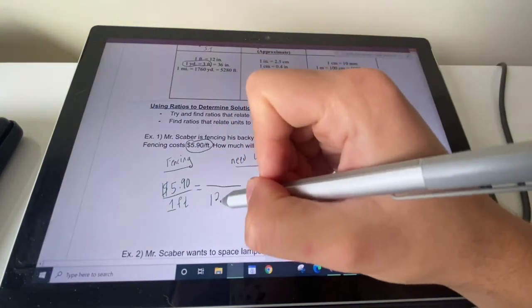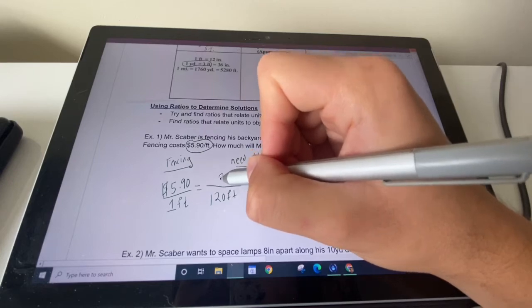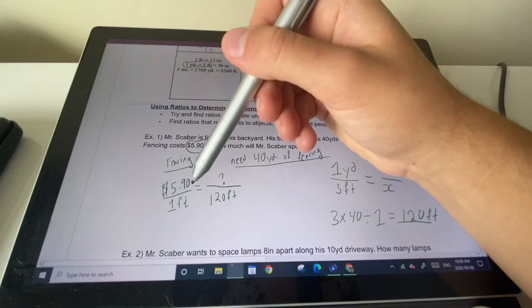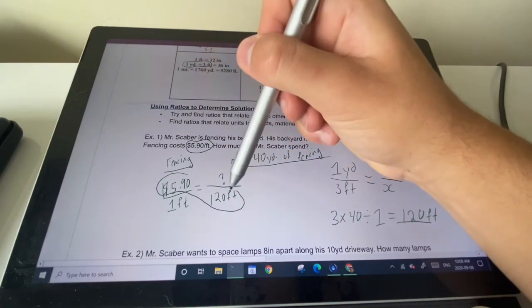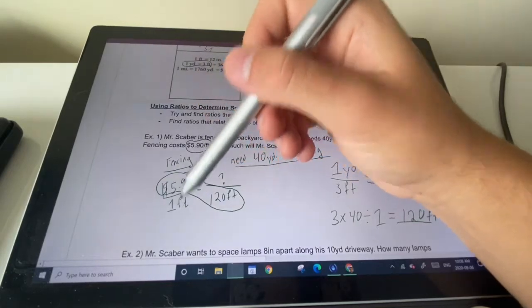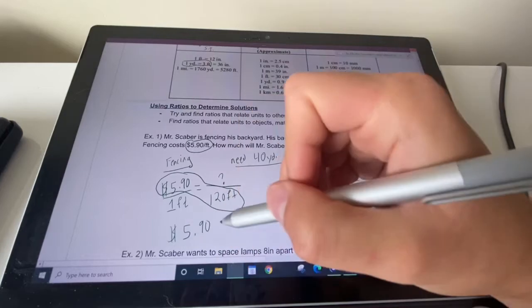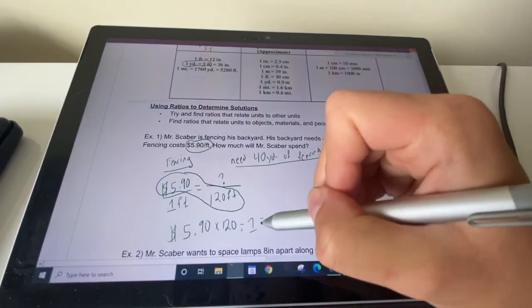So for 120 feet, how much is that going to cost? And this time I'm going to represent this as a question mark. How much is that going to cost us? Again, we're going to perform cross multiplication division again. These two numbers are going to multiply each other and divide the odd number out. So $5.90 times 120 divided by 1.